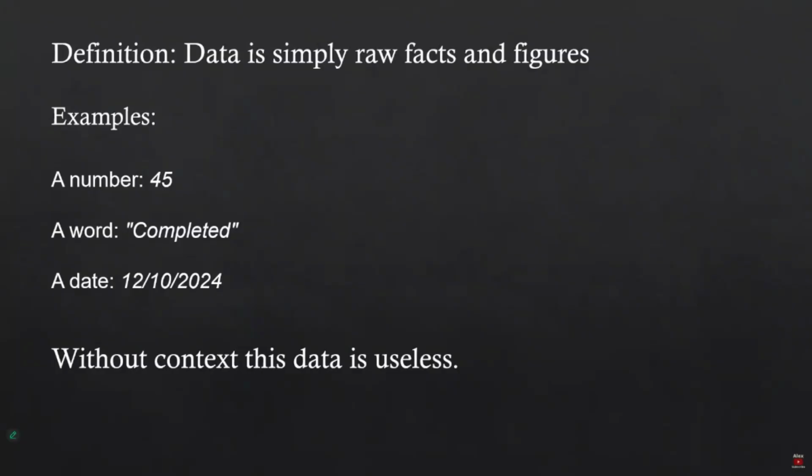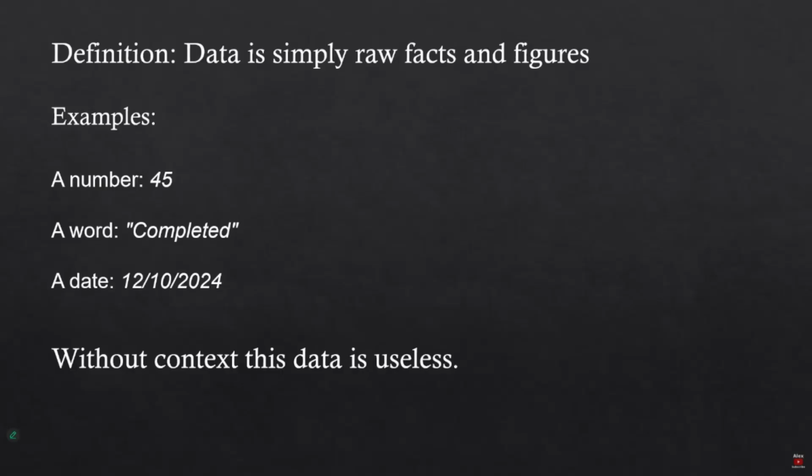That's going to be harder to use that data necessarily because, on a computer, it's easier to process and use data, but that is data. Some examples of data are things like a number, the number 45, that is a piece of data. A word could be data, just the word completed, or a sentence, that is also data. And then a date could be data as well. So we have 12/10 of 2024. This is a piece of data.